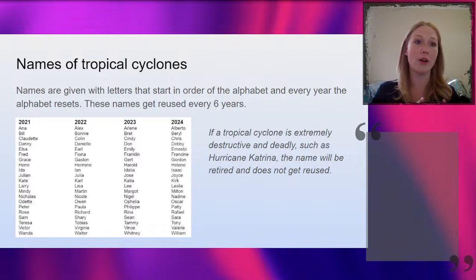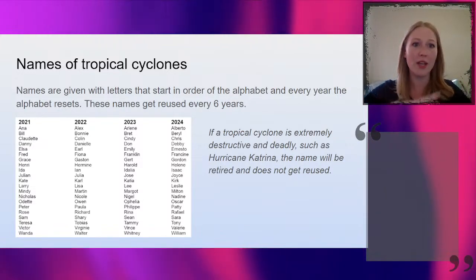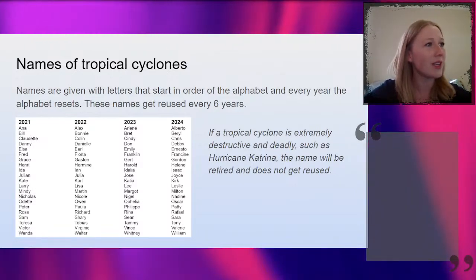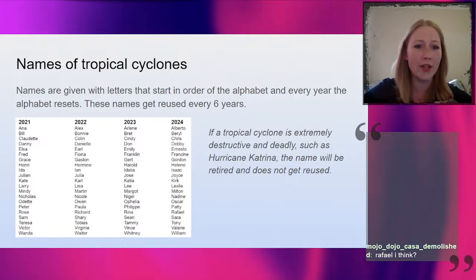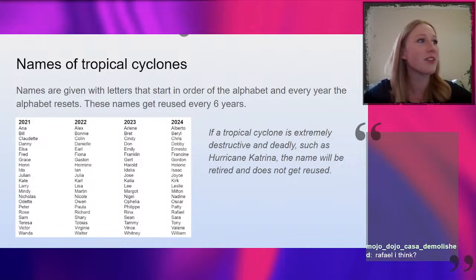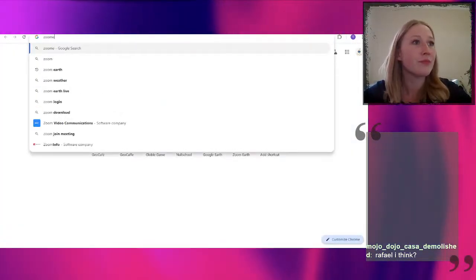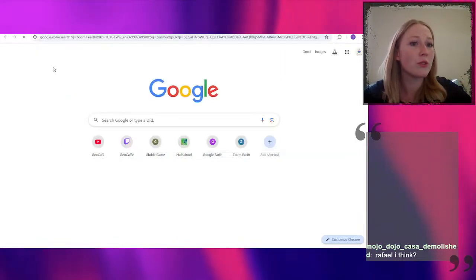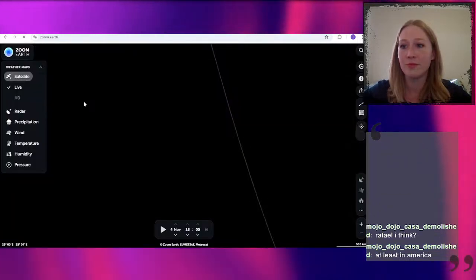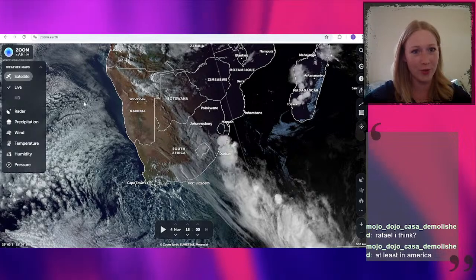Bearing in mind that this is per basin, so per ocean area, and each part of the ocean will have its own list. There has been, I think, one occasion. Geez, are we at Raphael already? Well, let's take a look. Let's go to Zoom Earth. This is a very nice site that you can track all the current hurricanes.